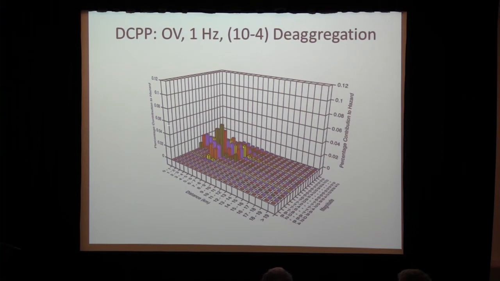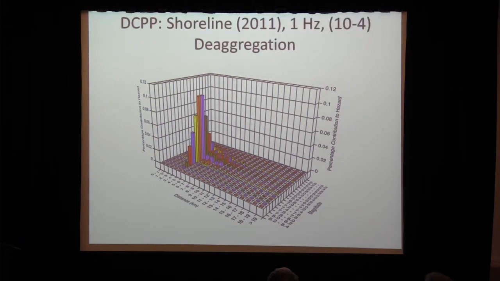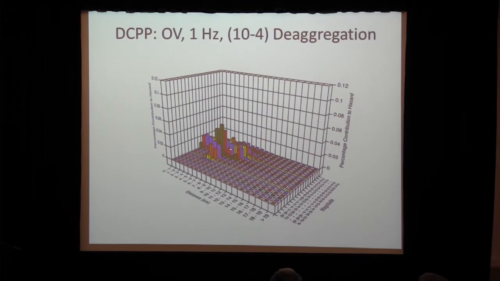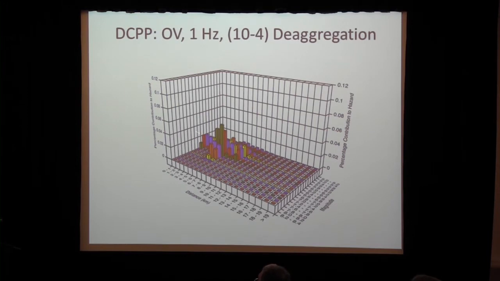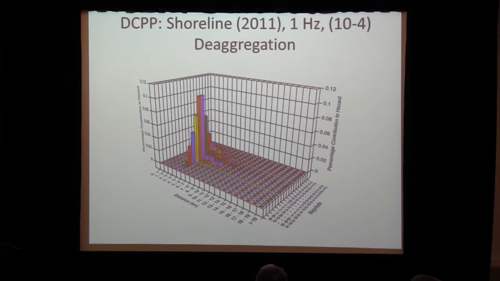If we just do the same plot, but look at 1 hertz, this is now for the OV model, you'll see what appears to be a big contrast between this one and the next one, which is the shoreline. But again, this is because the shoreline is all stacked up into this distance bin, whereas for the OV model, it's a little bit more distributed. So the peak value here on the z-axis is the same. So visually, it might look very, very distinctly different, but it's actually just because of the fact that this large peak here has been distributed more in distance and magnitude range.